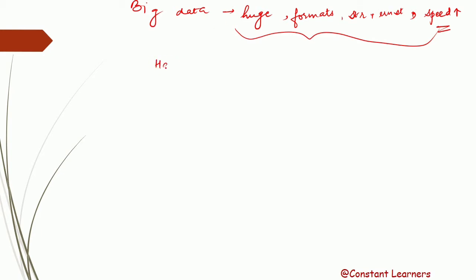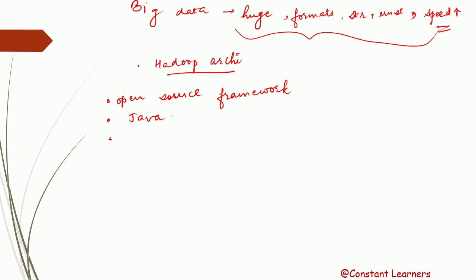So what happened? What came into existence? Hadoop architecture. Okay, then Hadoop architecture was created. Now, what is Hadoop architecture? Hadoop is actually an open source framework. Okay, so if you get an answer for this, you can write it is an open source framework. Framework means what? Framework means it's a template. Okay, so it's an open source template for software development. Okay, so this Hadoop architecture is an open source framework and it is written in Java. Okay, Hadoop is written in Java, and what can it do?